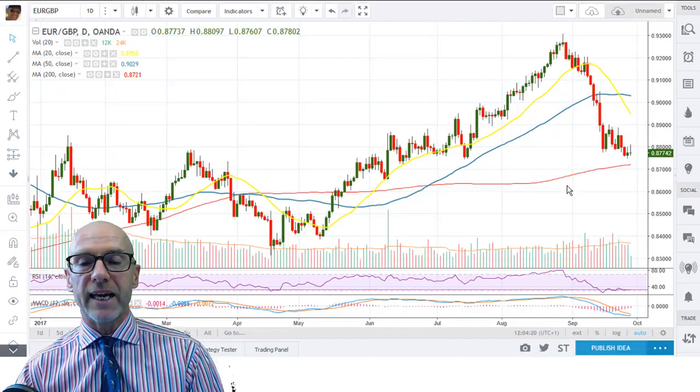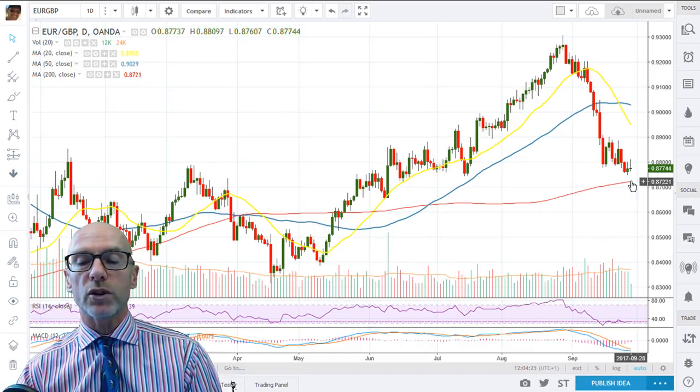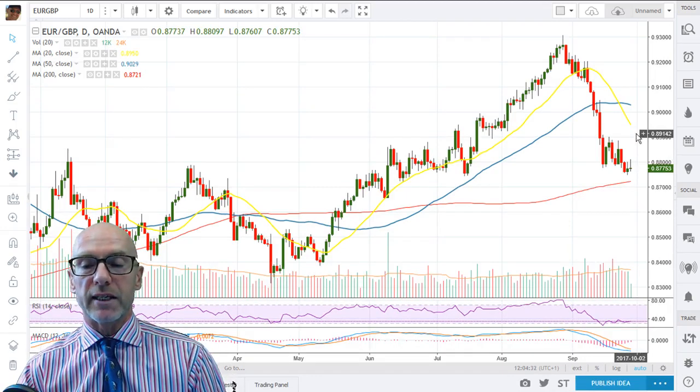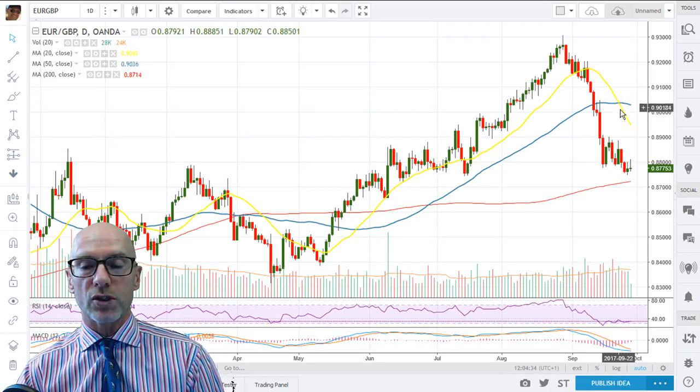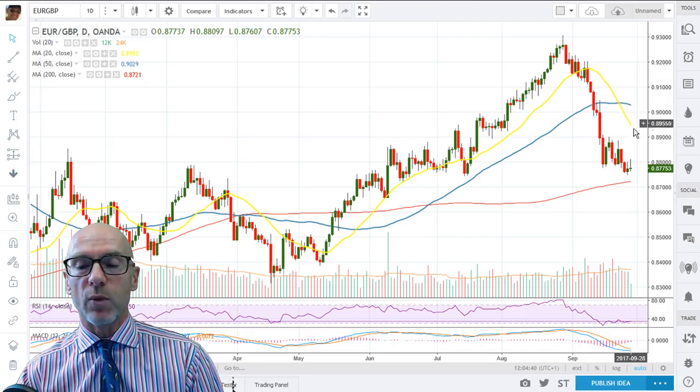On the daily, you can see that we're approaching the support of the 200-day moving average. That's moving up. However, to the upside, there has been a bearish cross as the 20 has crossed the 50-day when they were both moving down. So that would limit any rally.